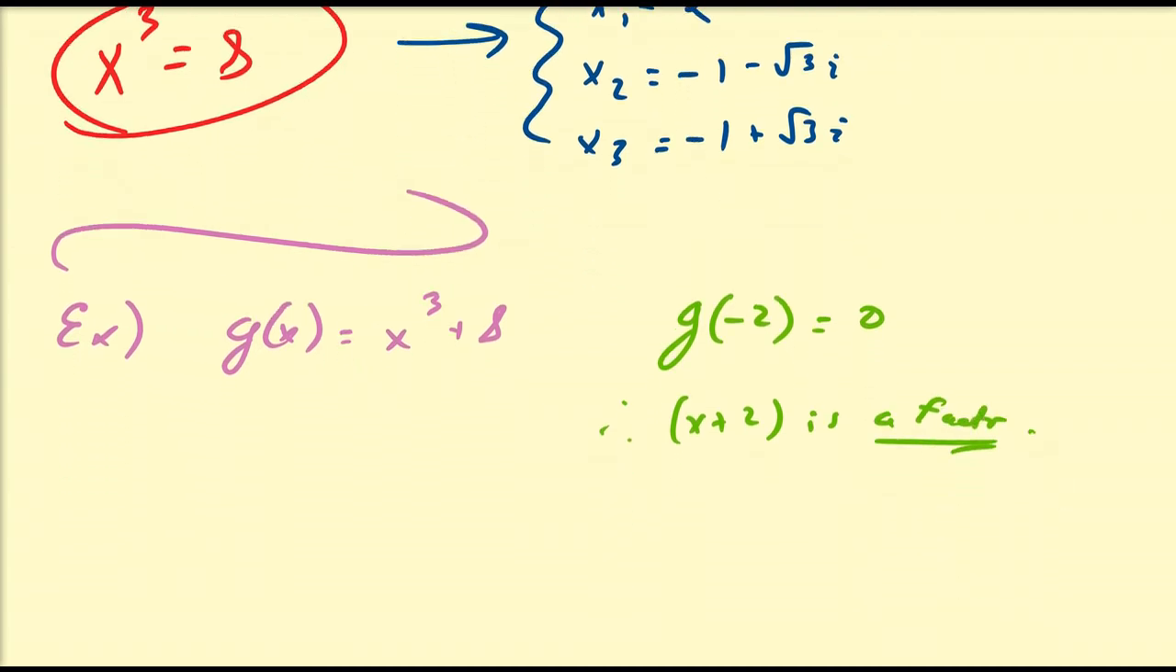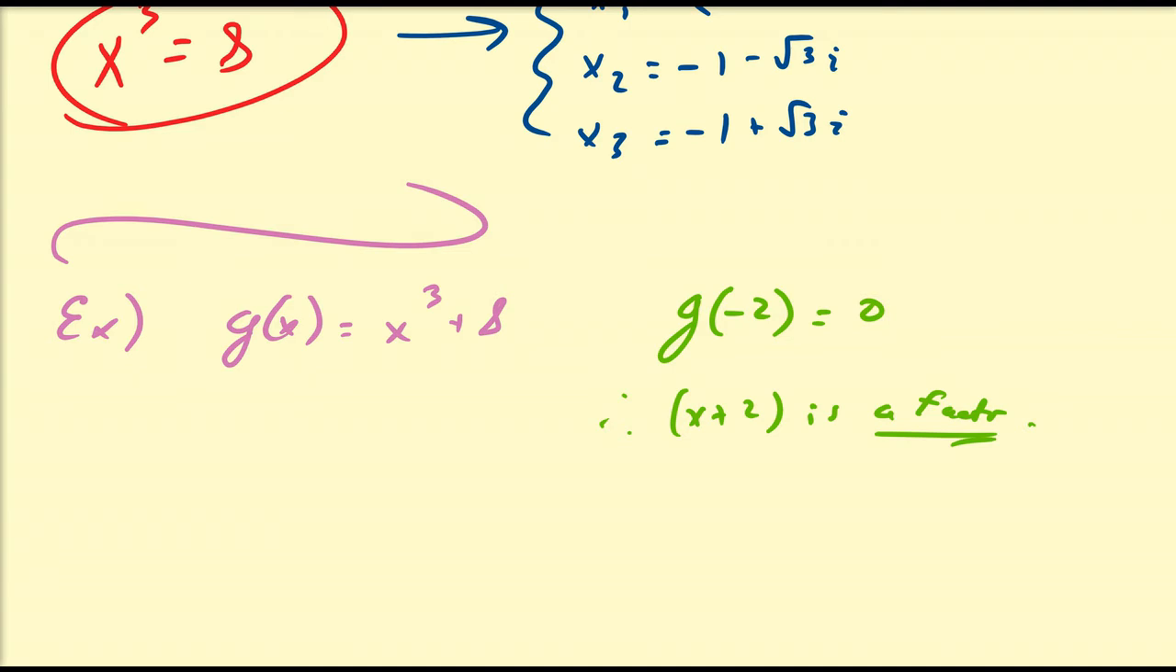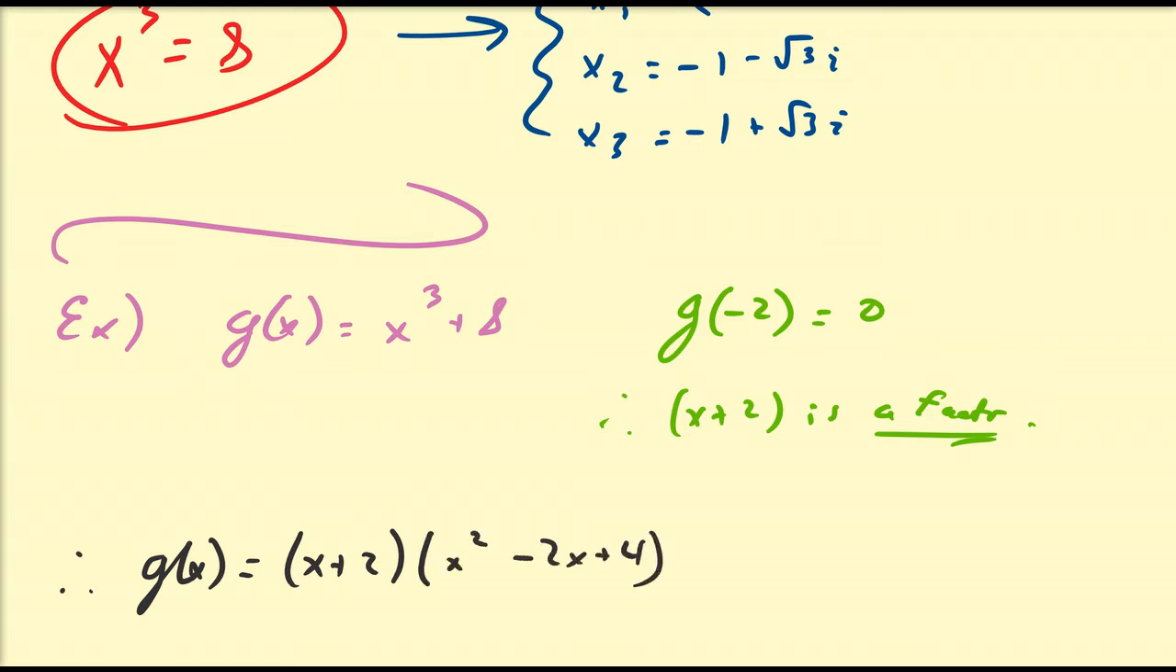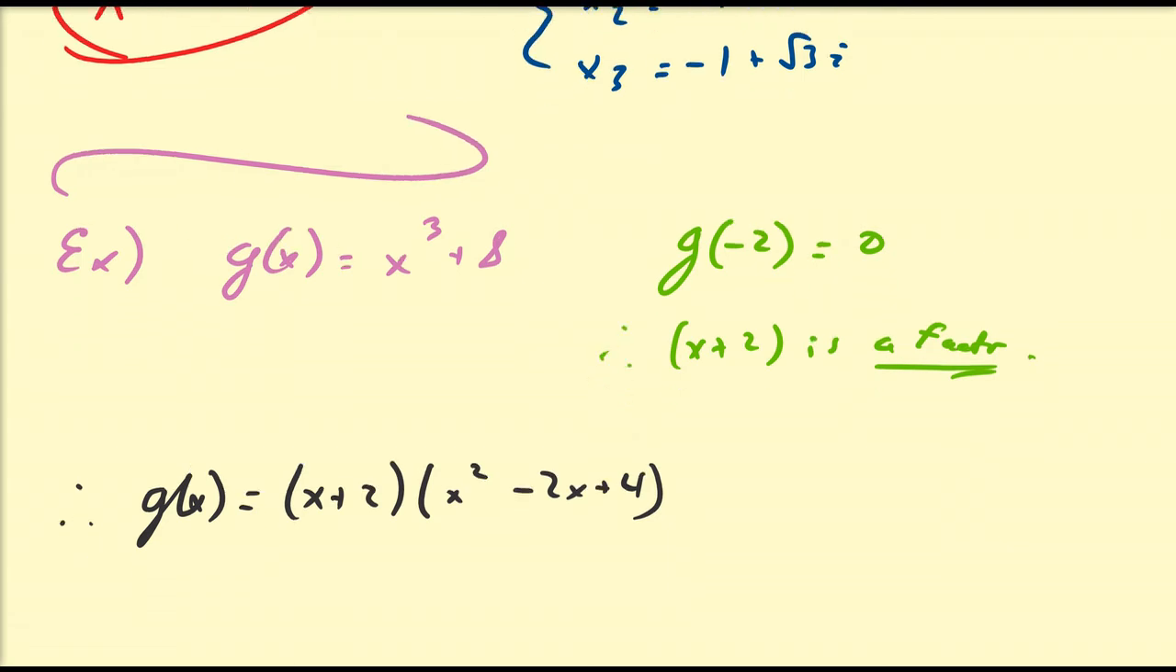So take a moment, do long division, and see what that quotient will be equal to once you divide x plus 2 into x cubed plus 8. Once you do synthetic or long division, you'll realize that this factors into x plus 2 times x squared minus 2x plus 4. Almost the same exact thing, but this middle sign is a minus sign.